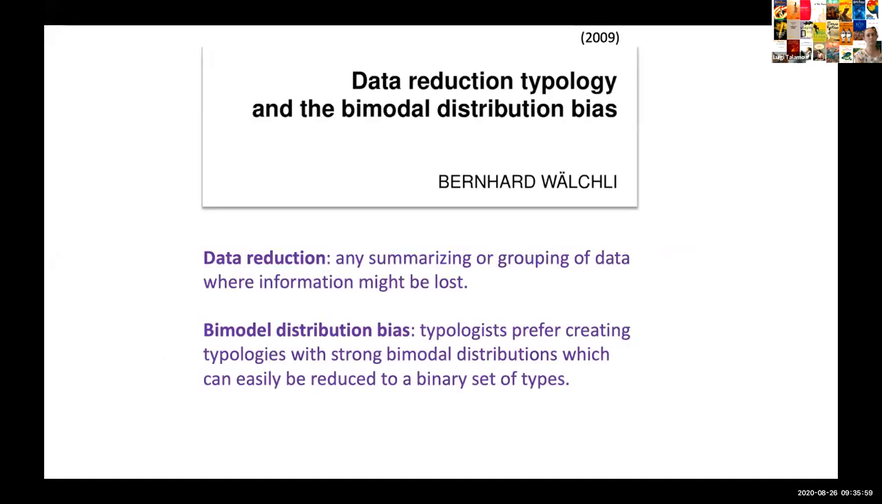The WALS table we just discussed is an example of the type of strong data reduction that is common in typology, which is defined by Verkerk in a 2009 article as summarizing or grouping of data where information might be lost. This is the definition of data reduction. In the same paper, Verkerk also identifies a strong bimodal distribution bias. Typologists, intuitively or on purpose, prefer creating typologies with strong bimodal distribution, which can be easily reduced to a binary set of types. So we have 2 effects here, which are related.